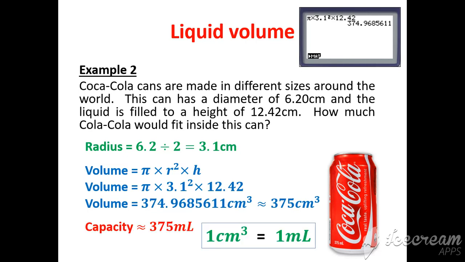Now the conversion says 1 centimeter cubed is 1 milliliter. So straight away I know that this can of Coke holds 375 mils of liquid. If you can see, it's a bit hard for people like me whose eyes are struggling, but if you can see down the bottom of the can, you can see 375 mils written on the can.